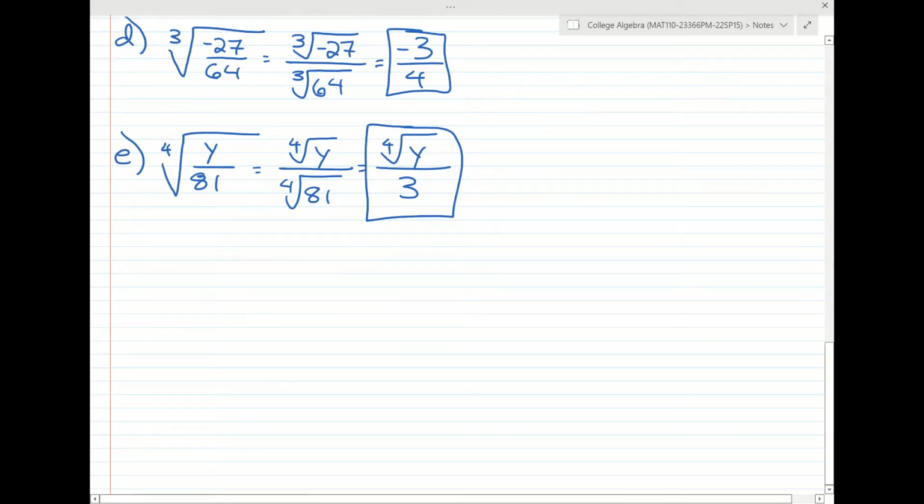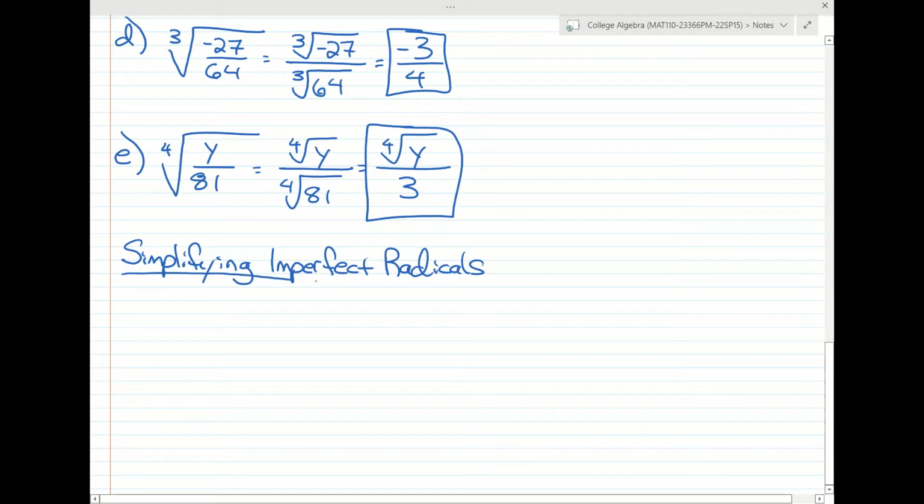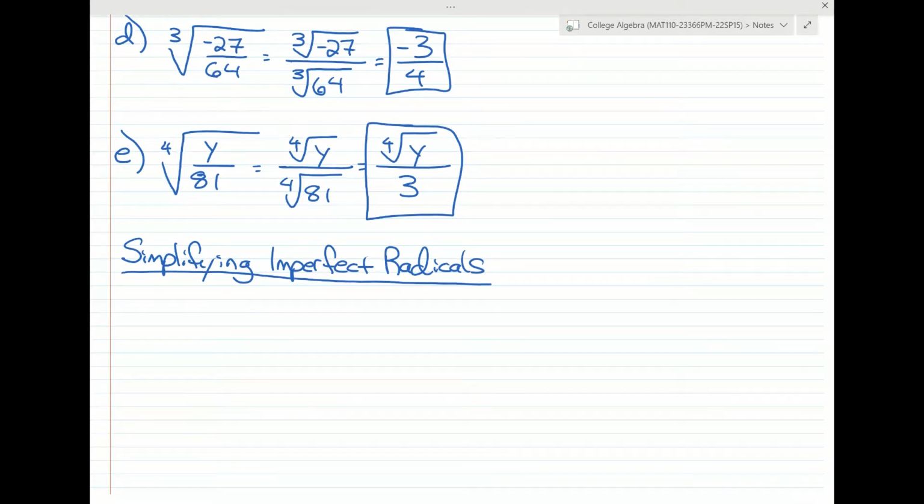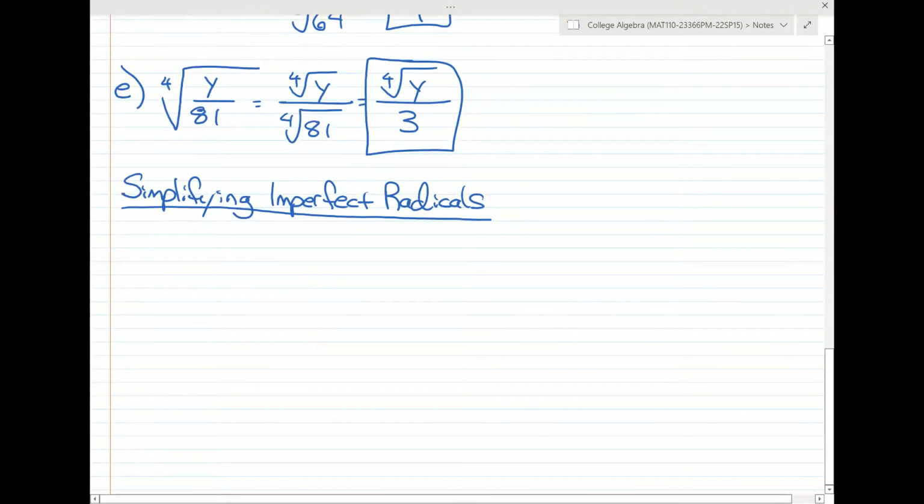One thing that we're going to spend a good amount of time on tonight is simplifying imperfect radicals. So one thing that I'd like to do is just write the rules down and then explain it more with numbers. Sometimes in math, it's easier to explain with numbers than it is with words. So there's 4 rules in order to do this.